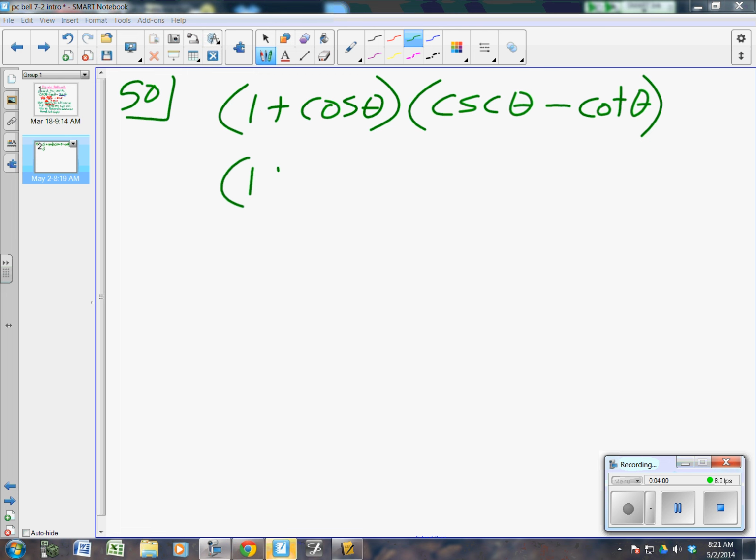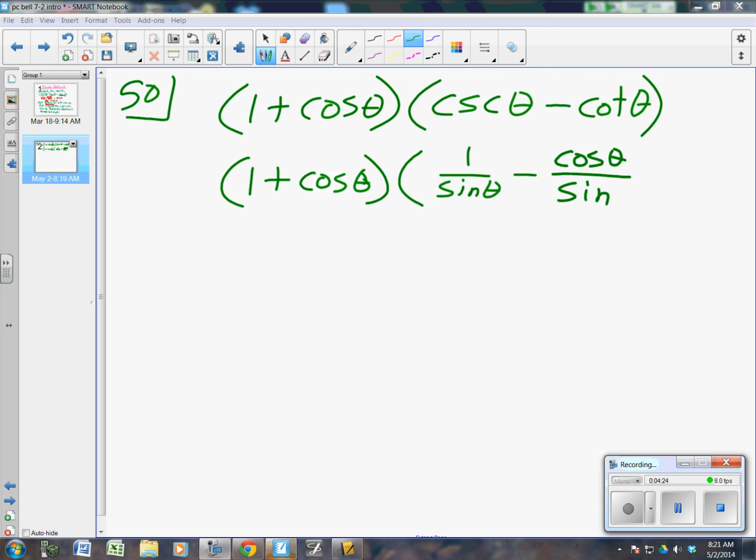So we have 1 plus the cosine of theta. What can I change cosecant to? 1 over sine, good. What can we change the cotangent to? Well, cotangent's not a sine or cosine. We're going to use a quotient identity. So what is it? Cosine over sine.